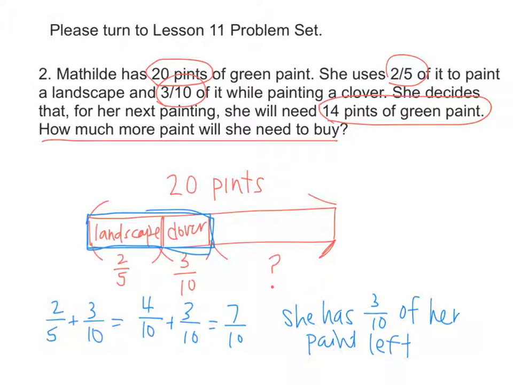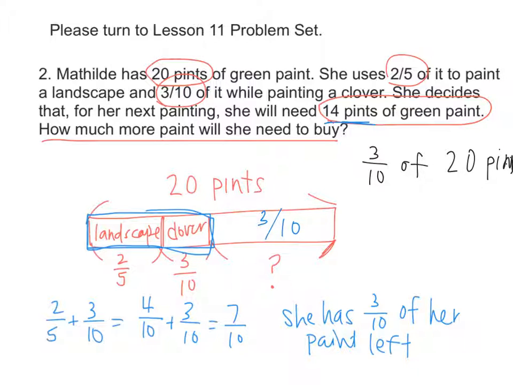So by drawing our tape diagram, so far we found out that she used 2/5 and 3/10 of her paint, and so she has 3/10 of her paint left over. She needs to do 14 pints. So is 3/10 of her paint 3/10 of a pint? No. It's 3/10 of how many pints? 20 pints. Oh, so she has 3/10 of 20 pints left over?